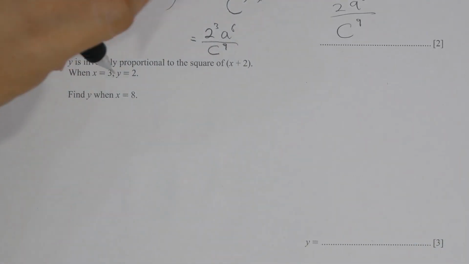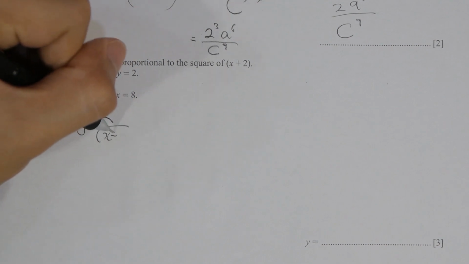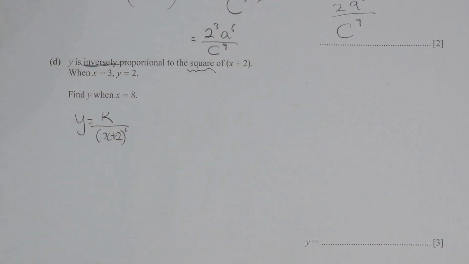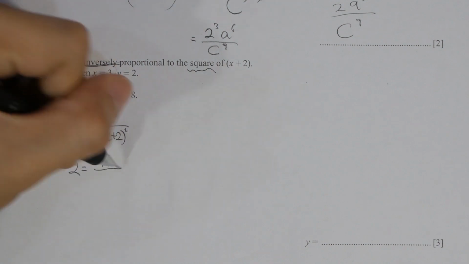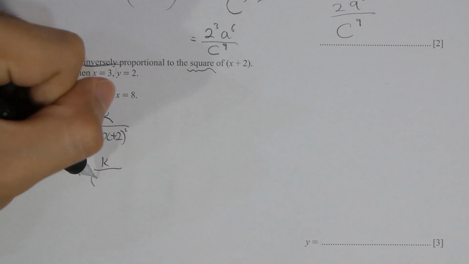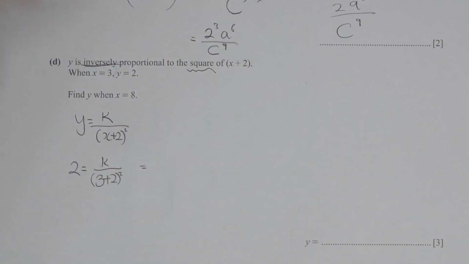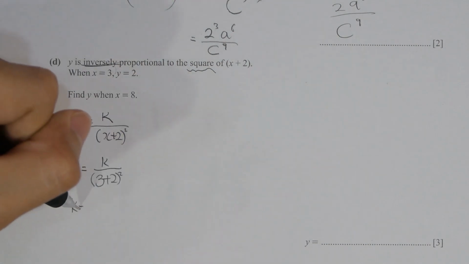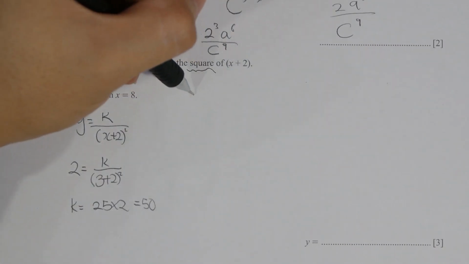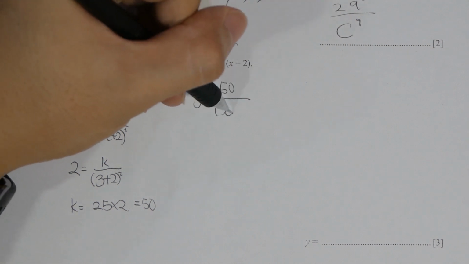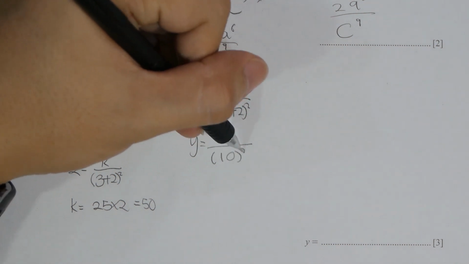But for part D, the keyword here is inversely proportional to the square. So we have the temporary formula which goes by y equals k over x plus 2 squared. So substitute the values of 3 and 2, then you get k's value as 50. So y equals 50 over bracket x plus 2 bracket squared. So substitute x into it, then you get y's final result as 1 over 2.